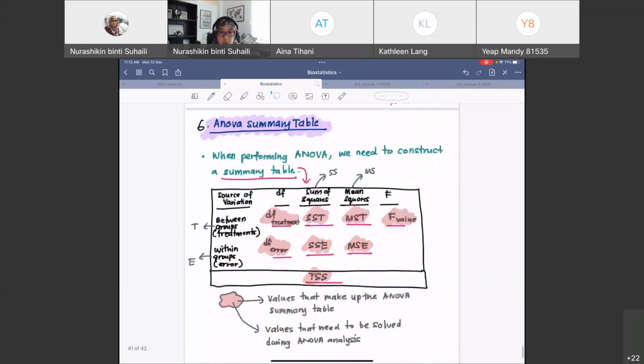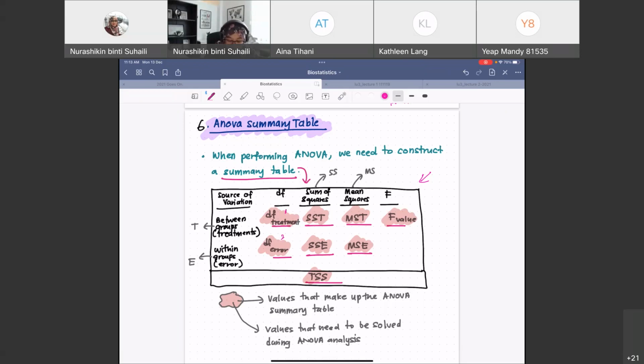So what is important in the first lecture that I asked you to watch, the recorded lecture? The key point is that in ANOVA analysis, you should produce this table, which is called the ANOVA summary table. So you have to generate it and calculate the values inside it. What are the values inside this table? Degree of freedom of treatment, that's the first thing. DF stands for degree of freedom. The second thing is degree of freedom of the error.